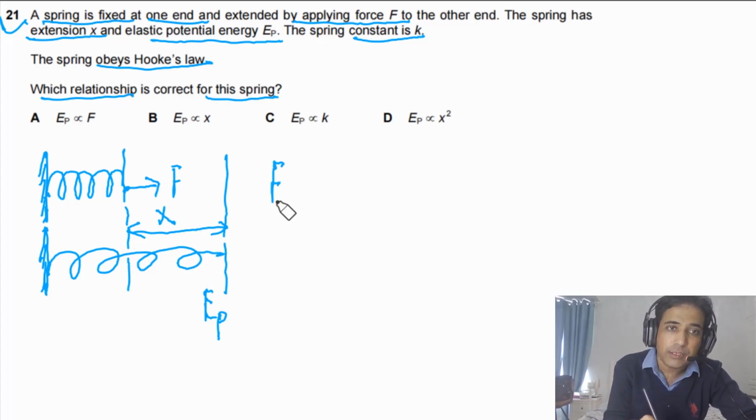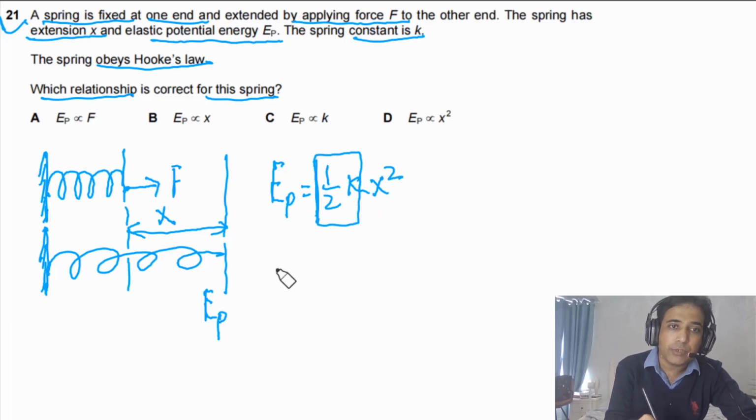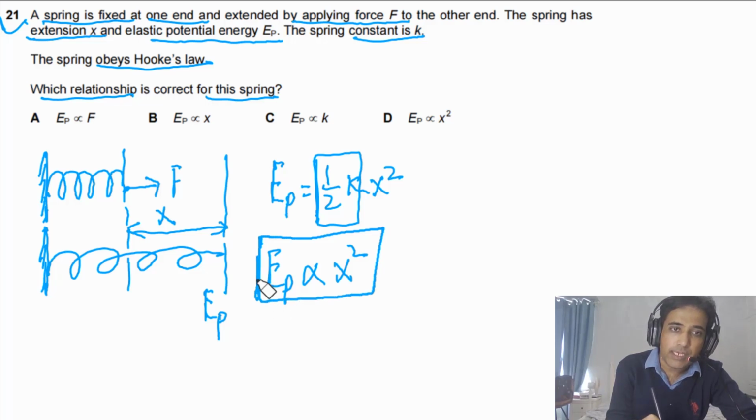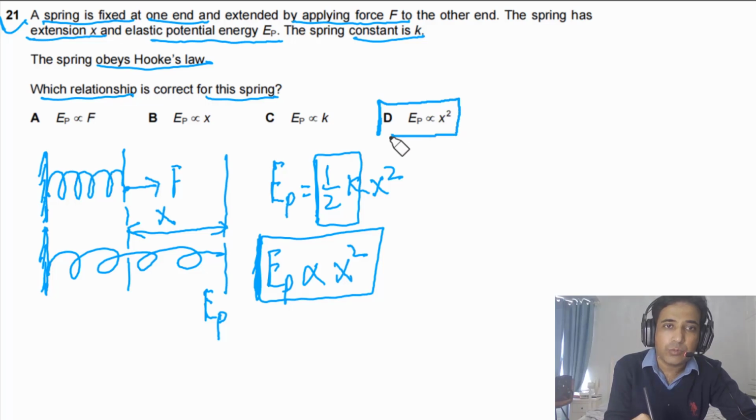So we need to understand that EP is equal to 1/2 kx squared. In this case, you can see 1/2 k is constant. So we can say EP is directly proportional to x squared. This is the relationship between X and EP. So the answer for this question should be D.